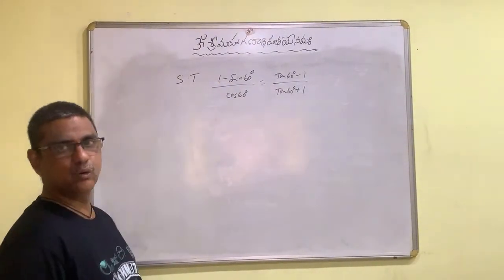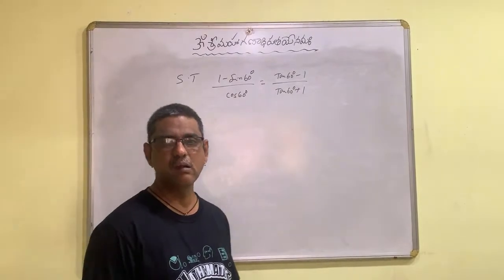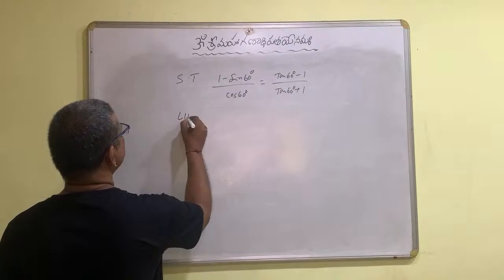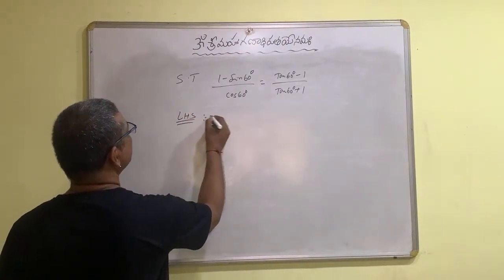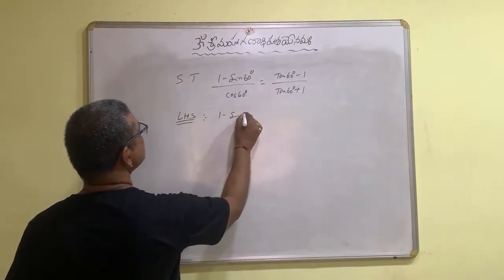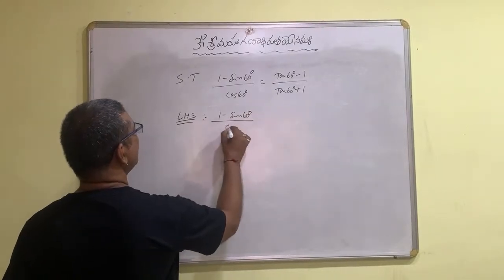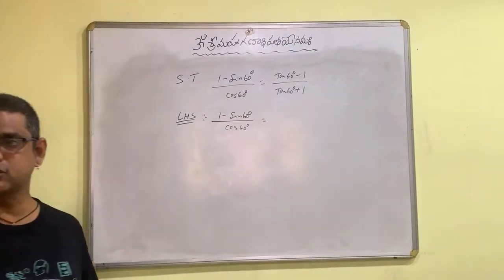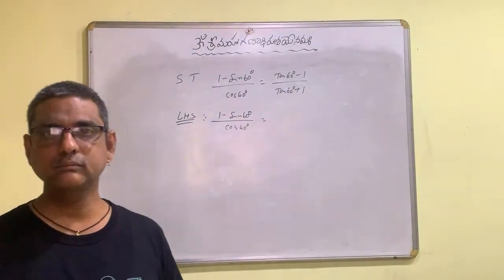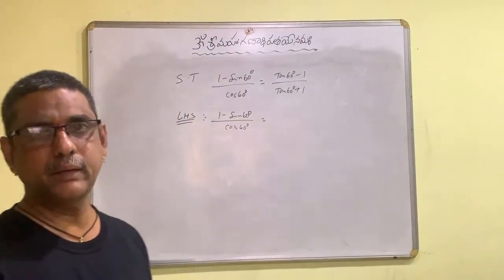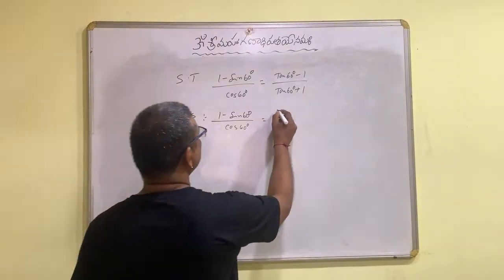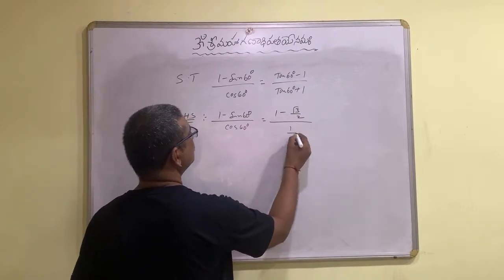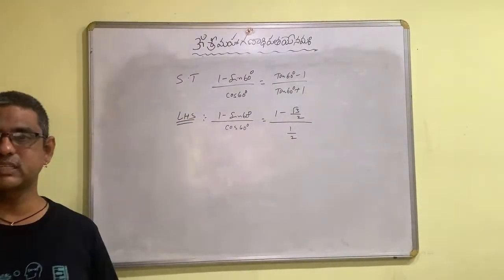So sine 60 is root 3 by 2, is that right? Okay. First consider the LHS part, that is (1 minus sine 60) by cos 60. Now substitute the values. Sin 60 is root 3 by 2. So (1 minus root 3 by 2) by (1 by 2). Cos 60 is 1 by 2.